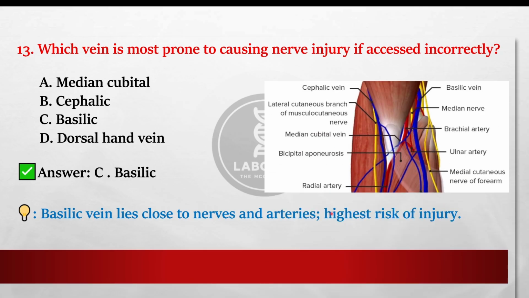You can see in the picture, this picture shows the basilic vein here in blue, right? But you can see it is surrounded by a network of nerves and arteries. There is a brachial artery very close to this basilic vein. There is a median nerve very close to the basilic vein. So it is at high risk of injury.